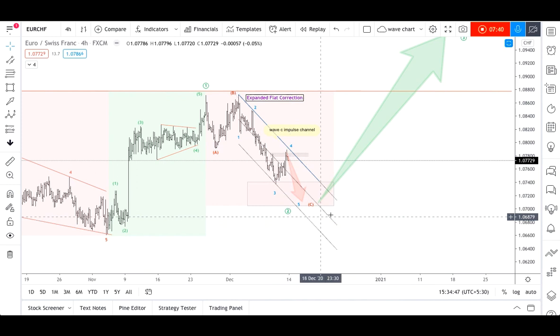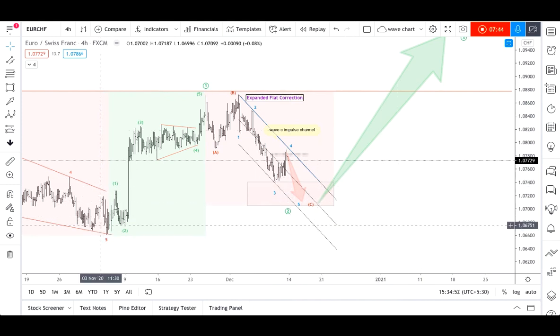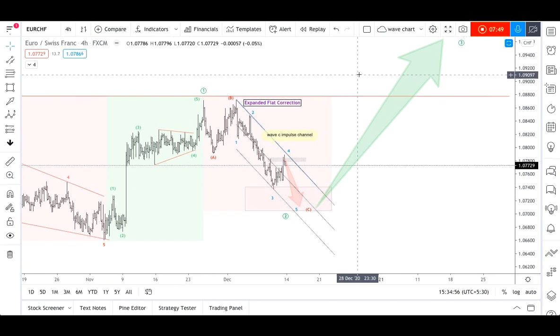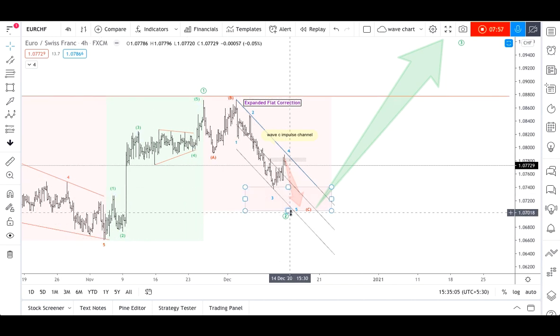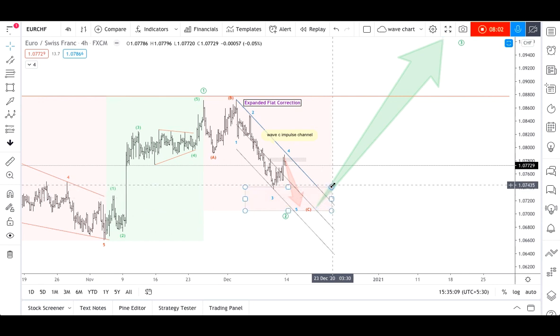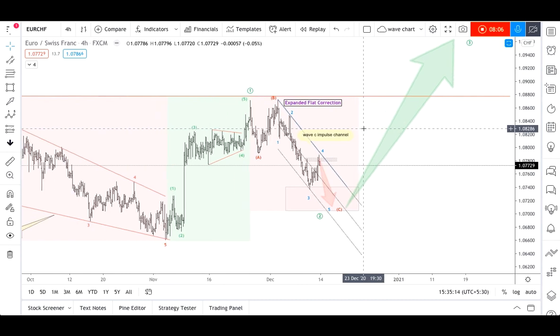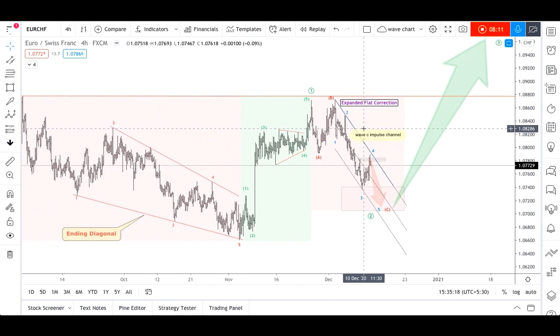So after this what will happen? The larger degree wave 3 will start, okay? It's going to start, and the third waves are strongest, and if it is the third of third, it is the strongest. So this is wave 1, and we are going to complete wave 2, and if we start moving upward from this level, we are going to see a third wave, right? So this is the whole idea behind this EUR/CHF pair, right?